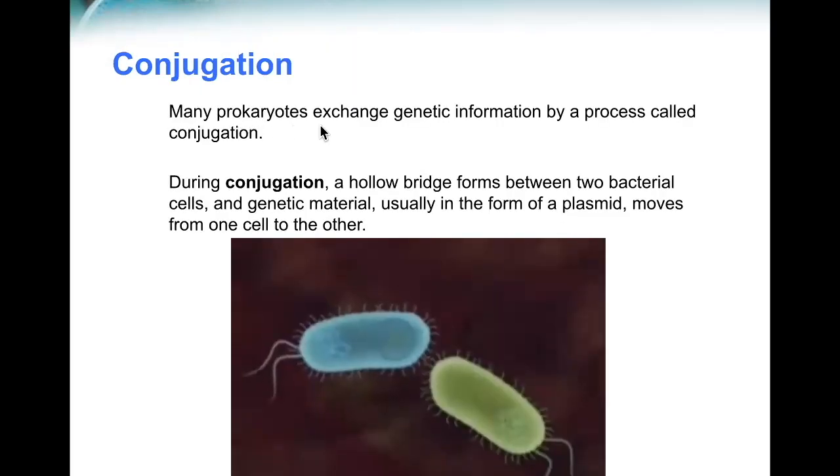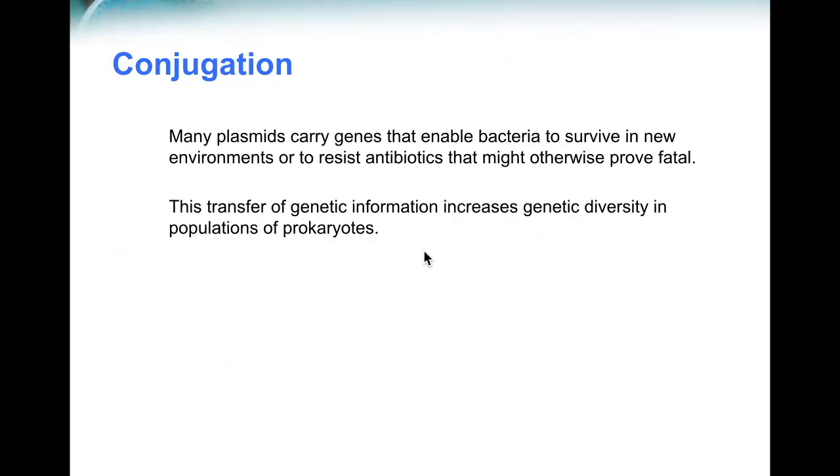Many prokaryotes exchange genetic information by a process called conjugation. During conjugation, a hollow bridge forms between two bacterial cells, and genetic material, usually in the form of a plasmid, moves from one cell to the other. Many plasmids carry genes that enable bacteria to survive in new environments and to resist antibiotics that might otherwise prove fatal. This transfer of genetic information increases genetic diversity in populations of prokaryotes.